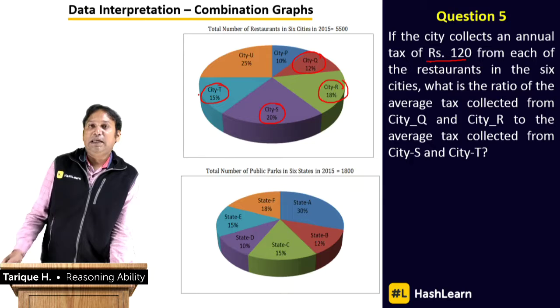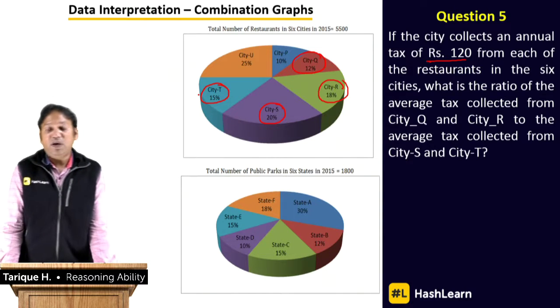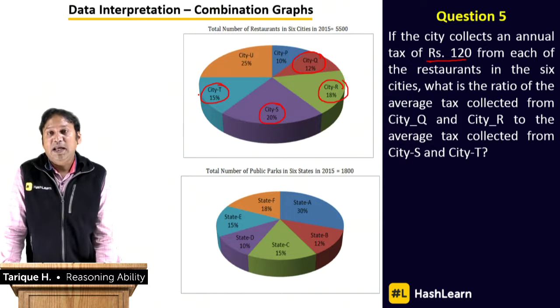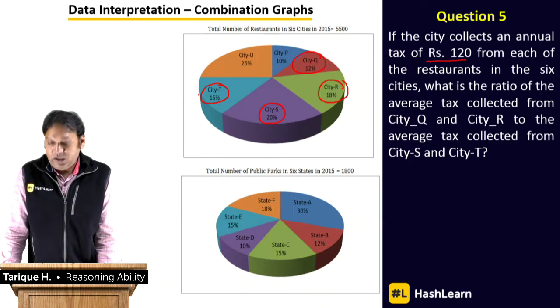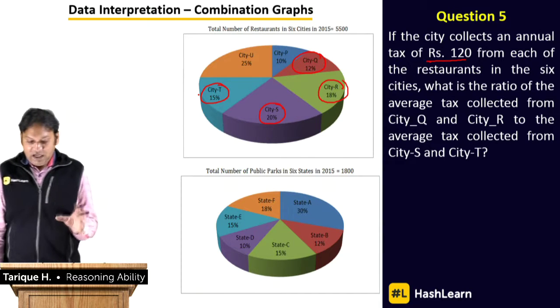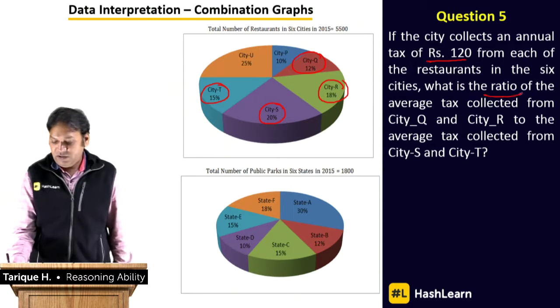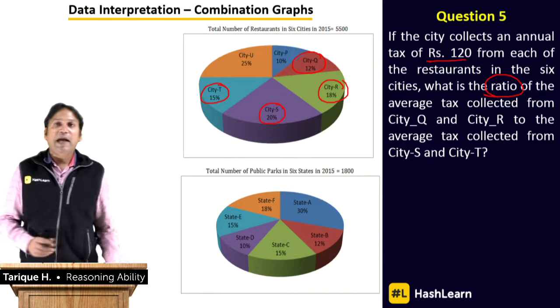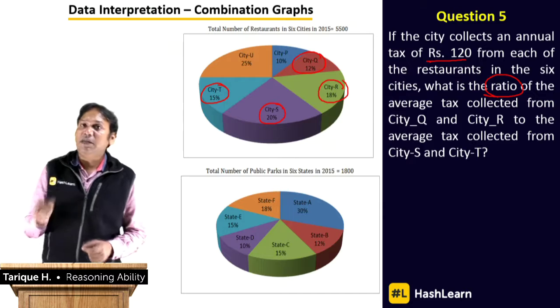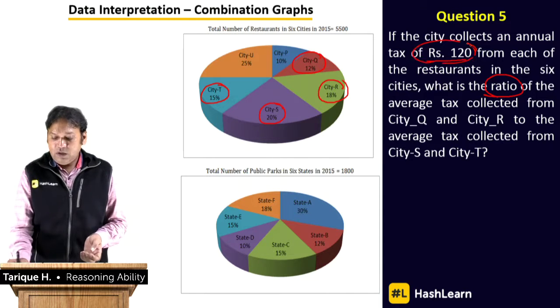Now the city is collecting average annual tax of rupees 120 from each of the restaurants. So are we going to find out the number of restaurants and then multiply it with 120 to find out how much tax we are collecting from Q and R? No. Since we are finding out a ratio, wherever we have ratio or percentage, I can work directly with the percentages only. And since the tax collected from each restaurant is the same, this value also has no meaning.